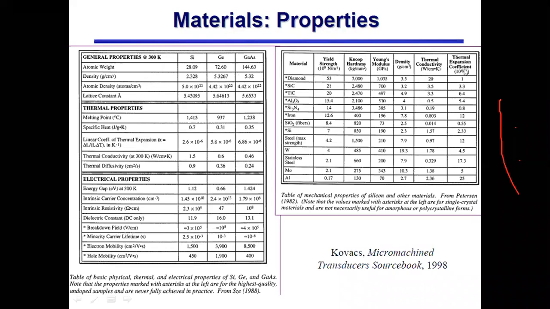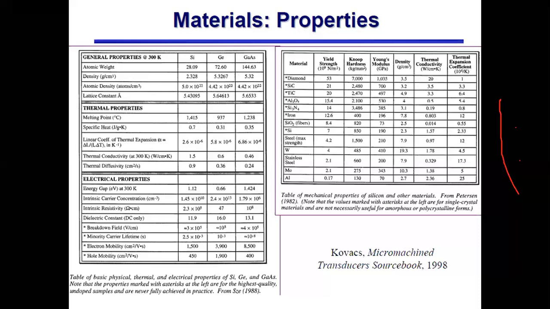Normally these tables are important when you are designing your device, because before fabrication you have to think what layer of material you have to add to the silicon wafer, from which layers of material you have to make your device.